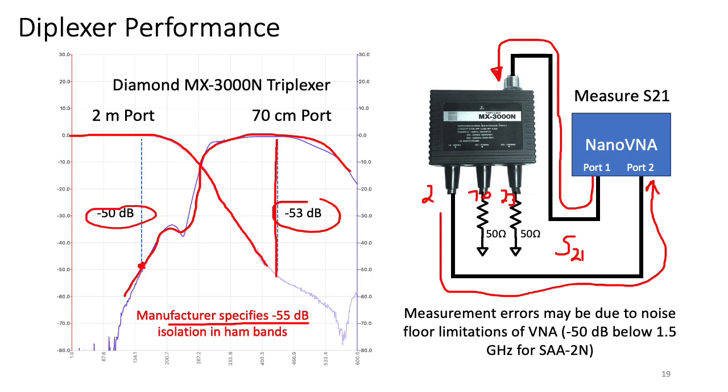Well, it turns out that the dynamic range of the Nanos is really good, but not good enough to get me down to the point where I'm measuring things below 55 or 60 dB of attenuation. So, for example, the SAA2N NanoVNA has a noise floor of 50 dB or better below 1.5 gigahertz and slightly better below that.